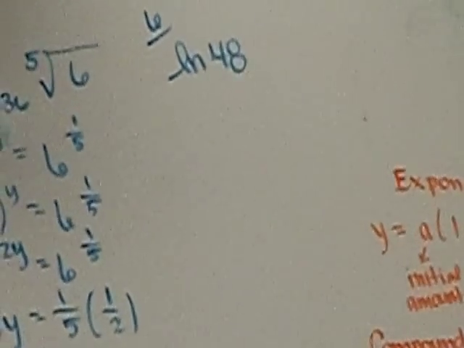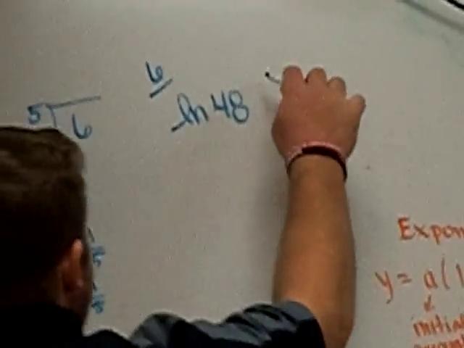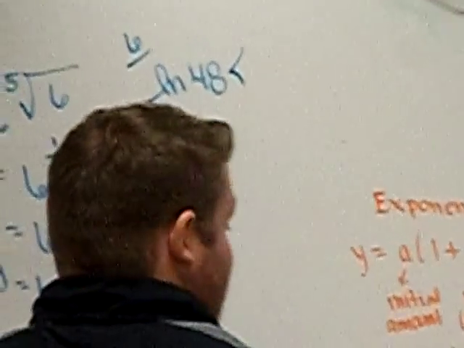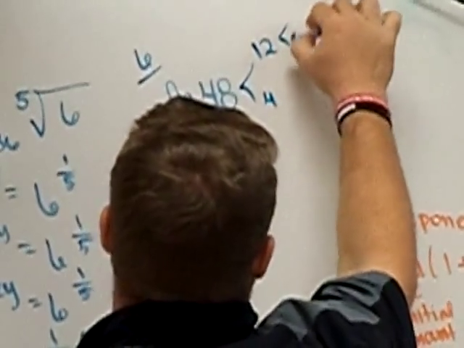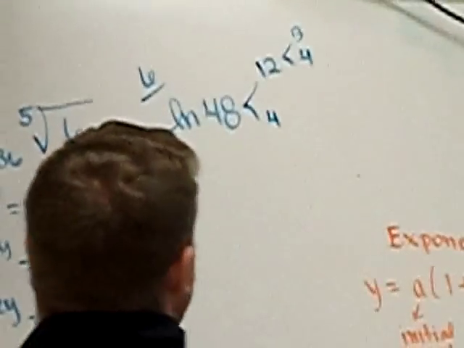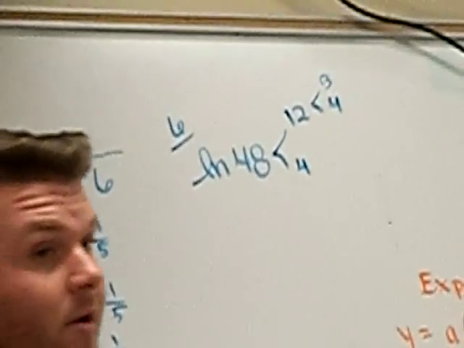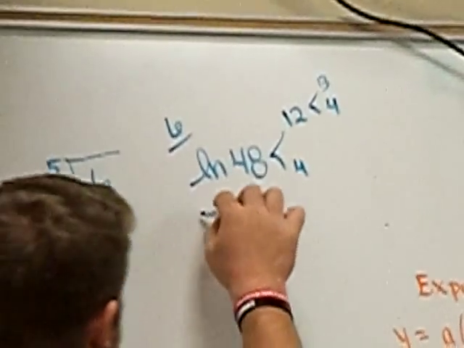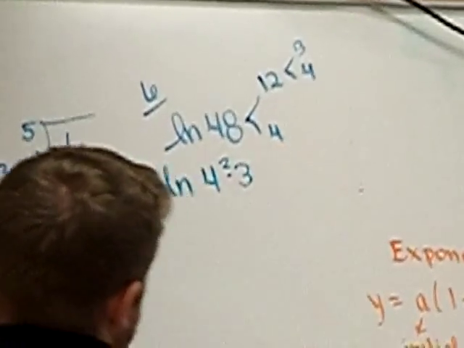I remember. So now, look at 48. Can we not break this down? I need it in terms of 3 and 4. 12 times 4. That's 3 times 4. So 4 squared and 3. So 48 becomes the natural log of 4 squared times 3.